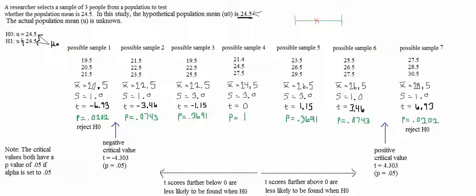And if the unknown population mean is actually above 24.5 up here somewhere, like up at 26.5, then I'm likely to get a sample mean somewhere around the actual population mean up here. And because of that, I'm likely to get one of these t-scores further above 0, because we can see that the sample means that are up higher above 24.5 produce the t-scores that are further above 0.